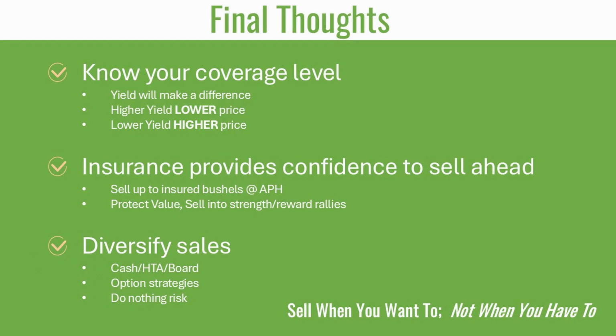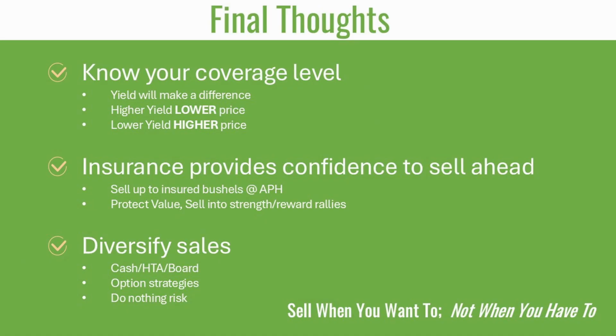As we look to wrap things up in here, guys, it's just really important to know what your coverage levels are. Obviously, we have that spring insurance price, but then we have to take into consideration what the actual coverage level is. You can use your APH to kind of see where your payments will be. Now, obviously, yield will make a difference. If you have a higher yield, it's going to lower your trigger price. And if your yield is lower than APH, obviously your trigger price will end up coming up.